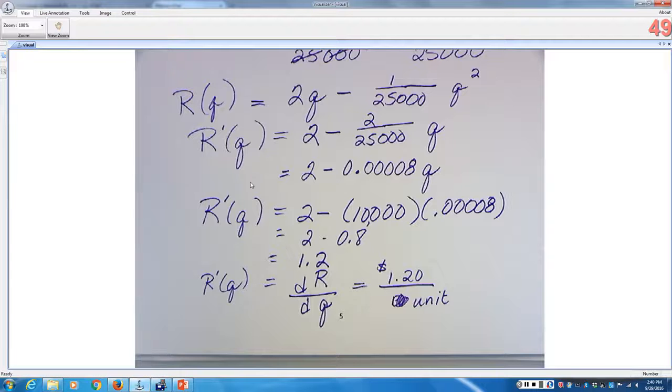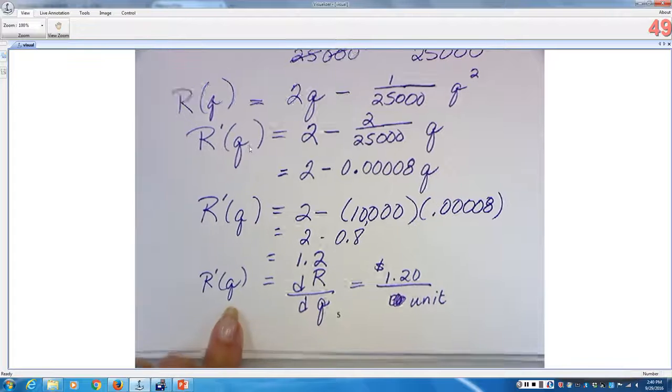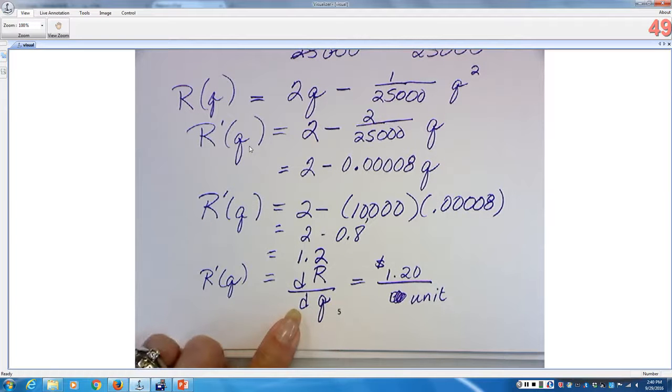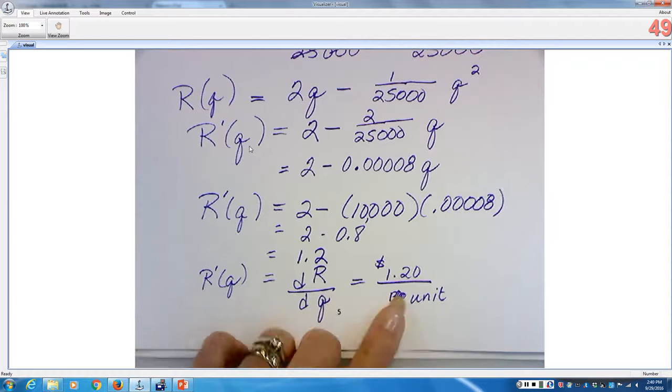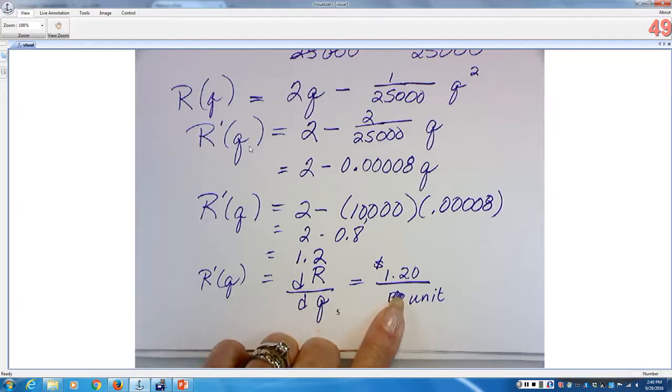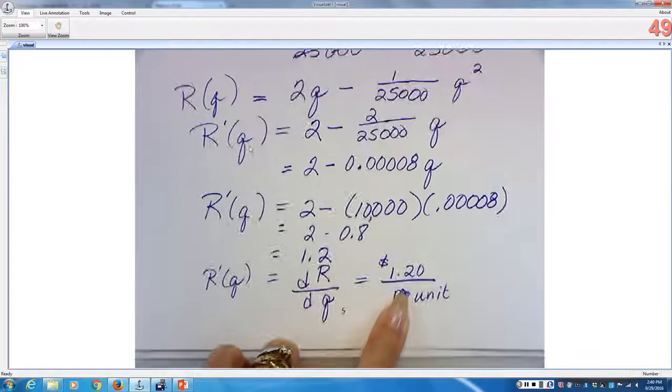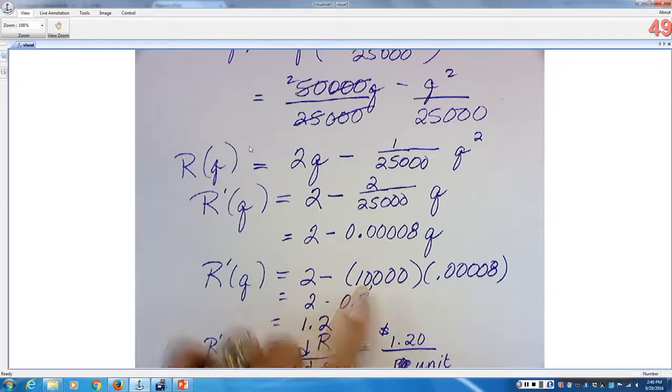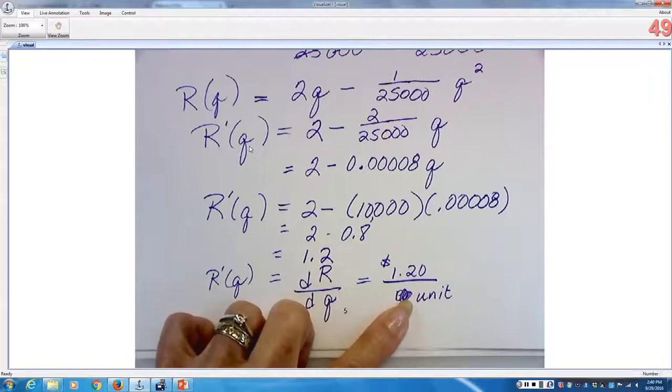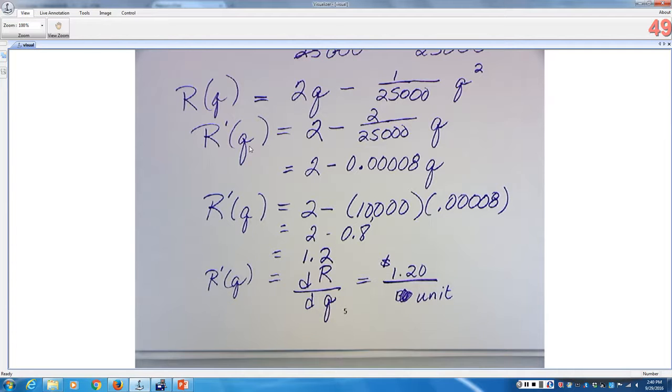Pop that back up there. Remember, this is really a slope. It's a rate of change for the next unit. And because we actually use the 10,000 in here, that's $1.20 per unit, not per 10,000 units. Okay? Okay.